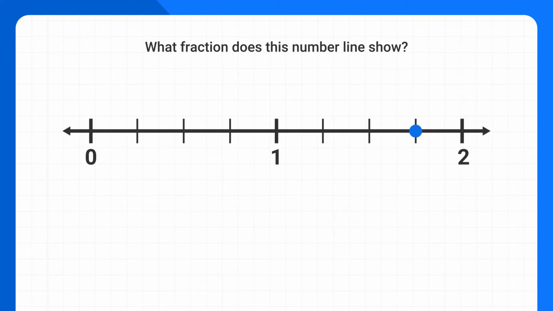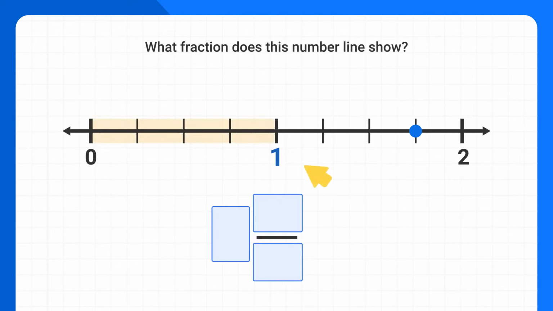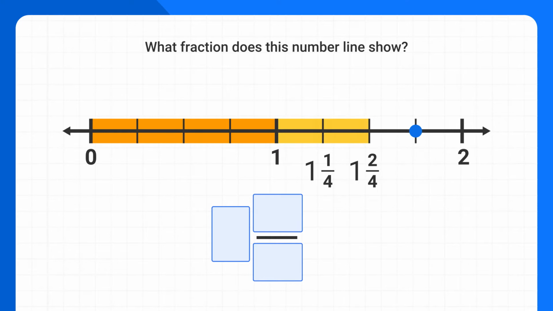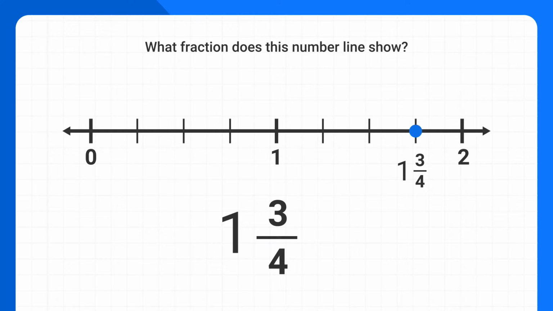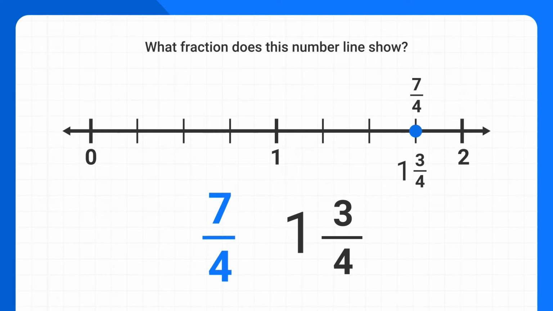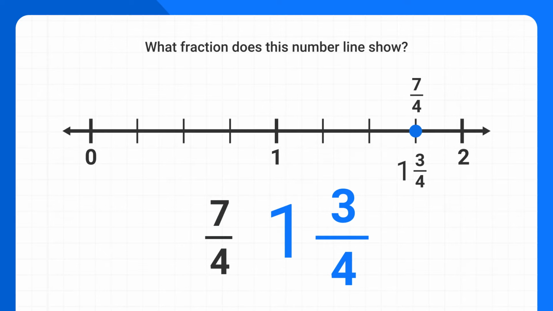Now this isn't the only way I could write this fraction. I could instead start counting at 1 whole and go on from there. This is 1 1/4, this is 1 2/4, and this is 1 3/4. So we could also say that we're at 1 3/4 on the number line, which is a mixed number. So 7/4 and 1 3/4 are the two ways I could describe what fraction this number line shows.